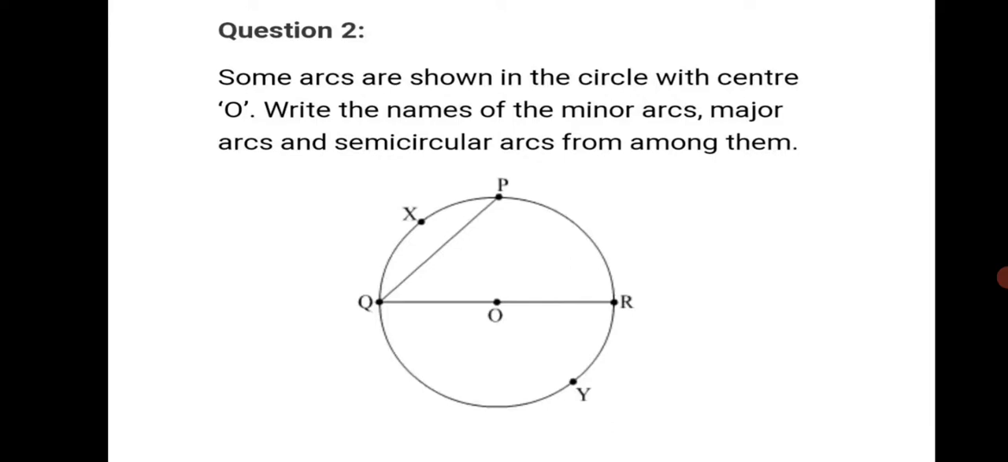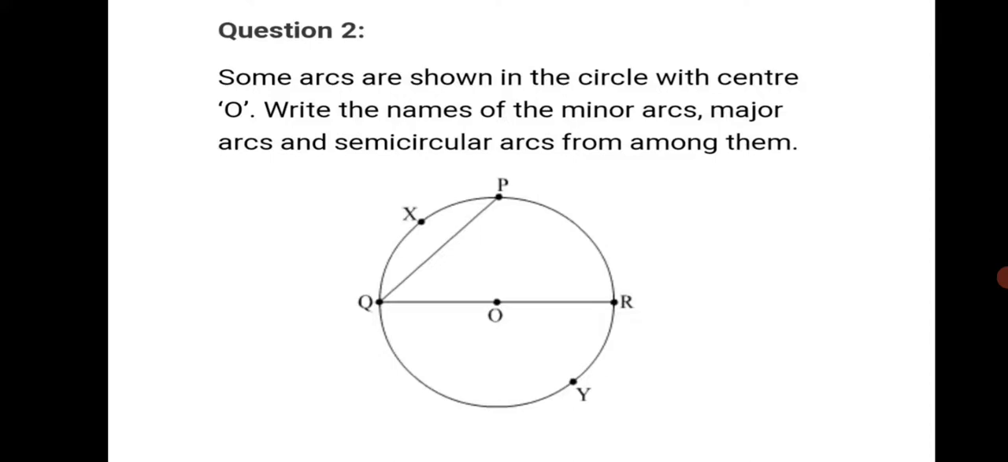Question number 2. Some arcs are shown in the circle with center O. Write the names of the minor arcs, major arcs and semicircular arcs from among them. So now in this figure you can see the center is O. And there are some points like point Q, point X, point P, point R and point Y on the circle. Now they form different arcs.